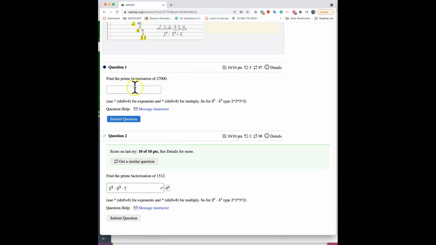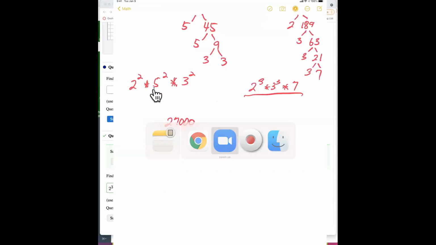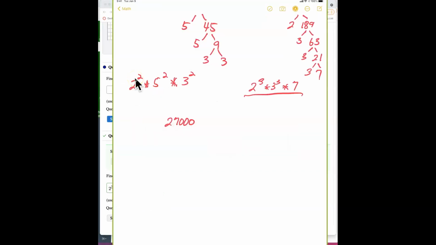Ooh, this is a big one. Let's go ahead and work this one. We'll do 27,000. It's a big number. So we can break this down the same way, and just using this branching method, let's break it down into 30 and 900, because 30 times 900 will give us 27,000, right?